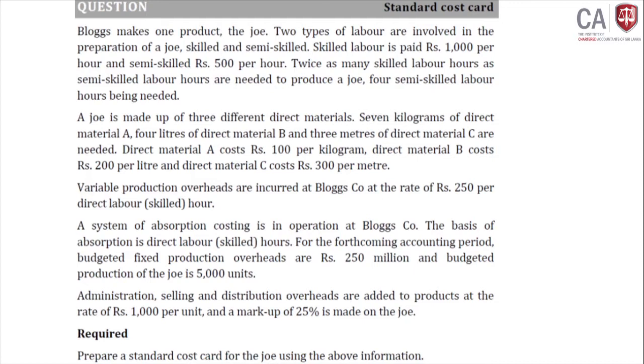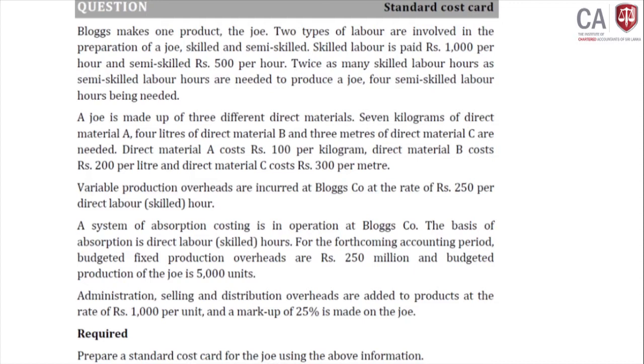Twice as many skilled laborers as semi-skilled laborers are needed to produce a joy. That we can manage. 4 semi-skilled laborers are needed. So they are talking about labor cost in the first paragraph. Standard labor requirements. Both usage and rates they have given.